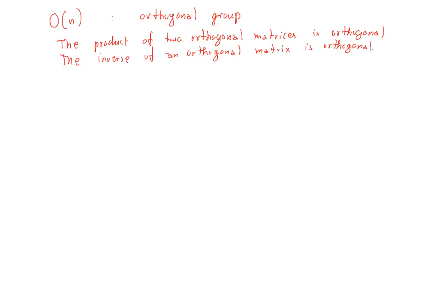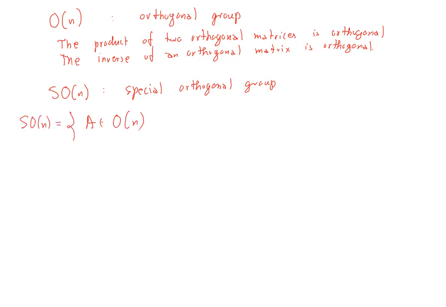And finally, we have one subgroup of this, which is called the special orthogonal group. This is the special orthogonal group, and this is all the matrices in the orthogonal group whose determinant is equal to 1. Like I told you, the determinant of an orthogonal matrix can be either 1 or -1. If you take the ones that have determinant 1, then they form a special orthogonal group.